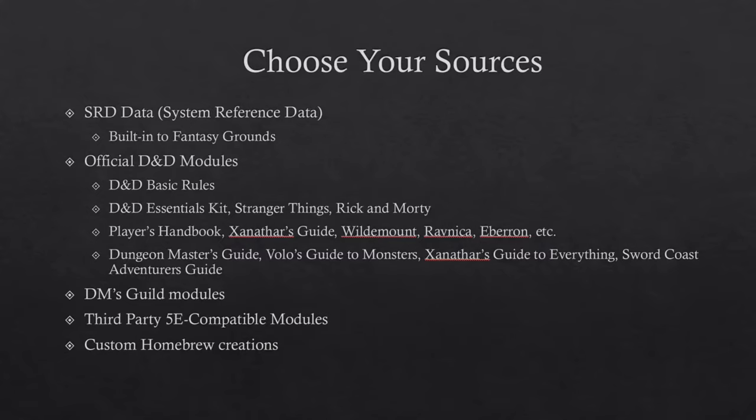And then there's also third-party 5e compatible modules. A good example of that would be Cobalt Press, which has a lot of stuff, Goodman Games, Legendary Games, AAW Games. Lots of people make a lot of great 5e content, and you can mix and match that with your official content with ease. And I think that's really pretty good. One of the great strengths of Fantasy Grounds is that it's really easy to mix and match content once you have it loaded. And then you can also add your own homebrew creations. So that's what we're going to play around with, all of those things, and see where that's going to take us.